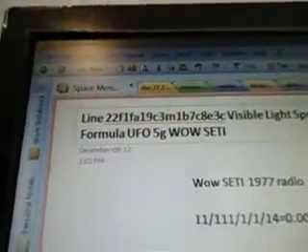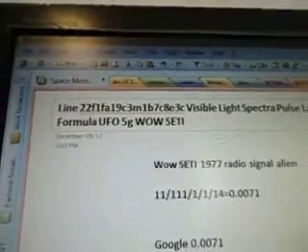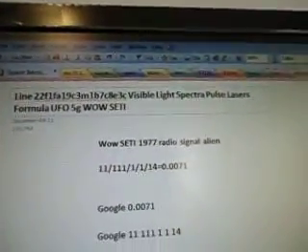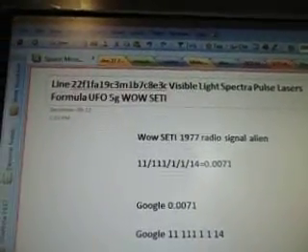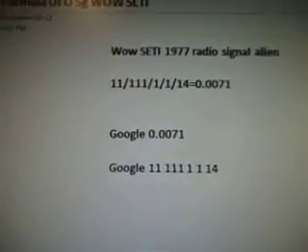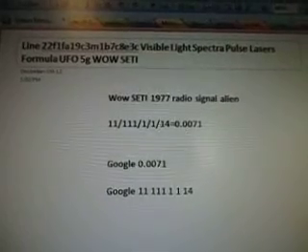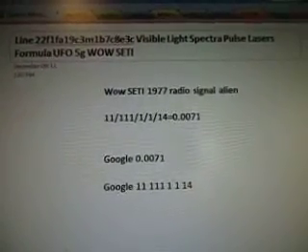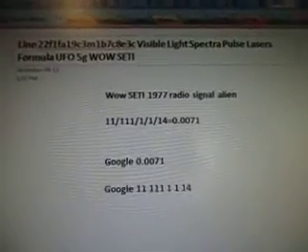Okay, this is part 284C3m1b7c8e3c. Line 22f1fa19c3m1b7c8e3c. Visible light spectra, pulse lasers, formula UFO 5G Wow Seti. There's the alien radio signal. This has the formula, keyword research, X-rays, visible light pulse lasers, magnetic forces for the core UFO engine spaceship ideas.